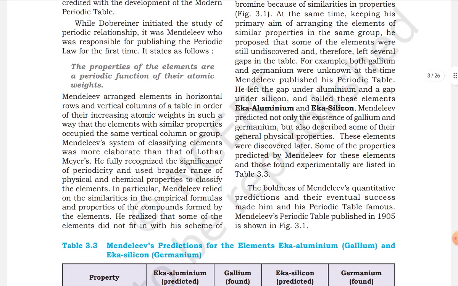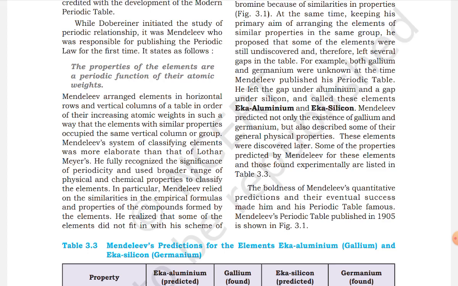Mendeleev arranged elements in horizontal rows and vertical columns of the table in order of their increasing atomic weight in such a way that the elements with similar properties occupied the same vertical column in a group. Mendeleev's system of classifying elements was more elaborate than that of Lothar Meyer. He fully recognized the significance of periodicity and used a broader range of physical and chemical properties to classify the elements. In particular, Mendeleev relied on the similarities in the empirical formulas and properties of the compounds formed by the elements.